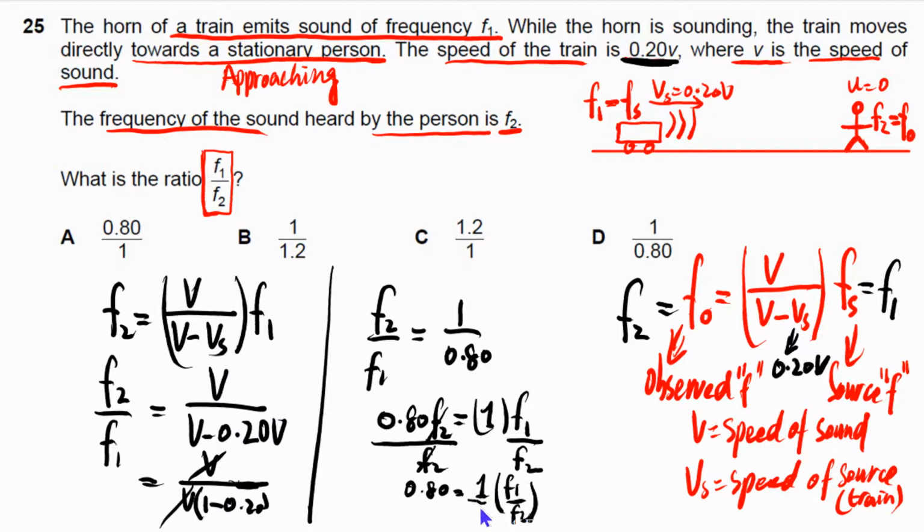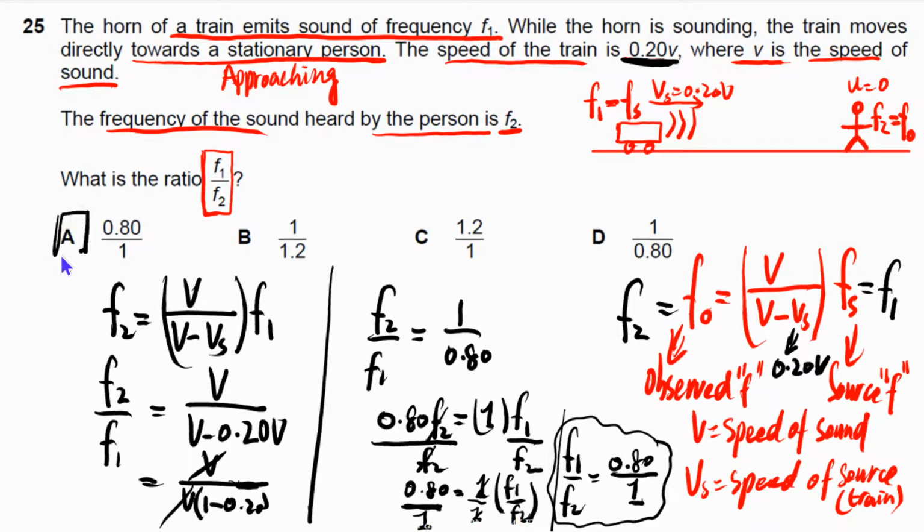If we divide by 1, actually you don't need to, but if you want to understand in detail, we can divide by 1 on both sides, so we can cancel 1 with 1. So finally f1 over f2 is equal to 0.80 divided by 1, and this is our final answer. So option A is correct.